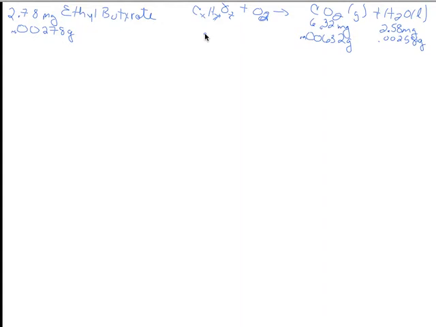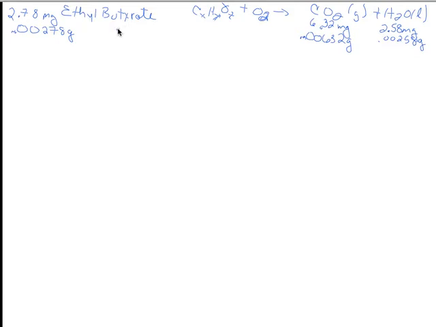So the process is going to be to figure out the mass of the carbon in the products, the mass of the hydrogen in the products, add those masses and subtract them from the mass of the ethyl butyrate. That will give us the mass of the oxygen that's in this ethyl butyrate. Once we have the masses of the carbon, hydrogen, and oxygen, we calculate the moles of each and then find the simplest whole number mole ratio, which will then give us the empirical formula.